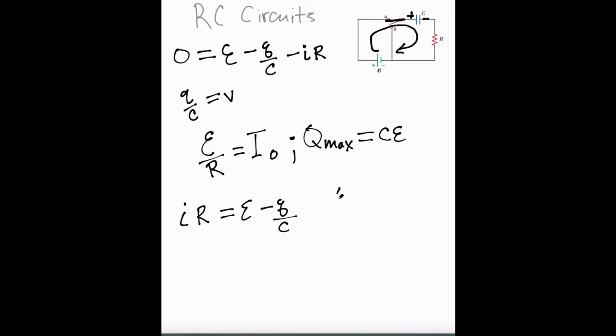It's important to know that the infinitesimal change in charge as a function of time is the infinitesimal current. So dq/dt is I. So I can rewrite this as dq/dt times R equals E minus q over C. So far, so good.